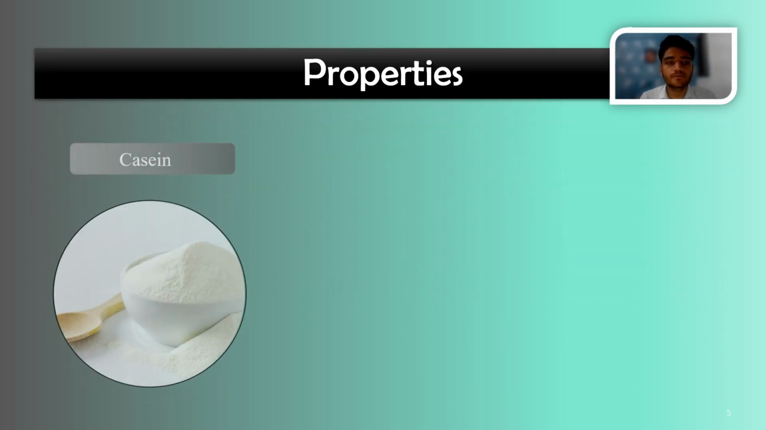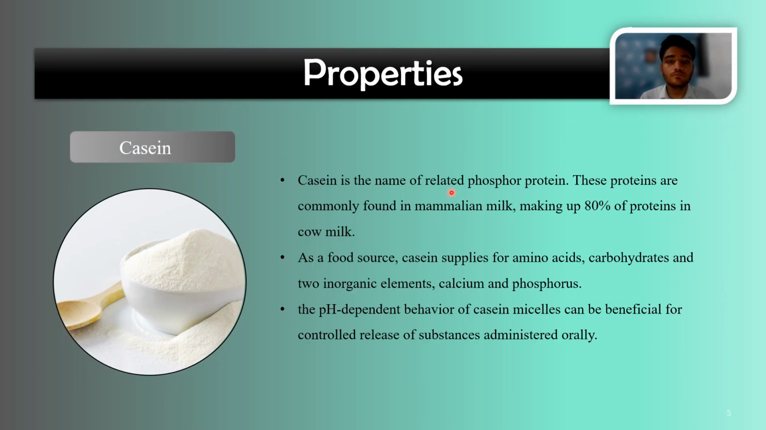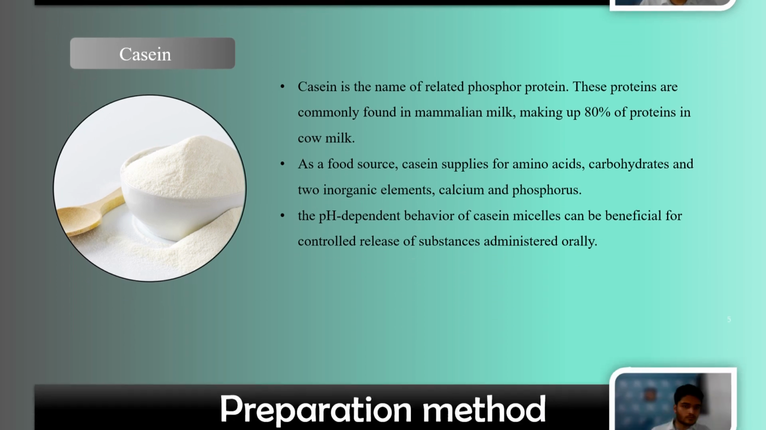Properties of casein. Casein is the name of a related phosphoprotein group. These proteins are commonly found in mammalian milk, making up 80% of proteins in cow milk. As a food source, casein supplies amino acids, carbohydrate, and two inorganic elements, calcium and phosphorus. The pH-dependent behavior of casein milk can be beneficial for controlled release of certain administered drugs.